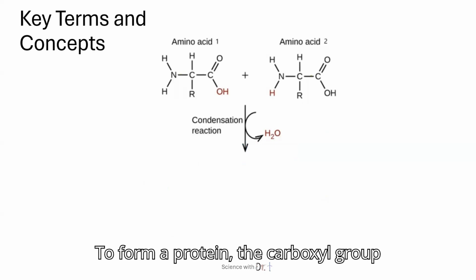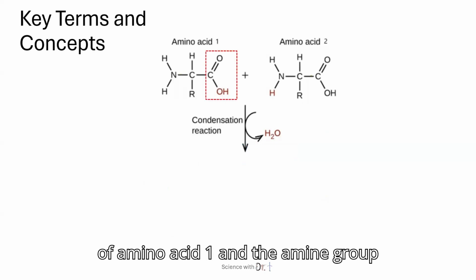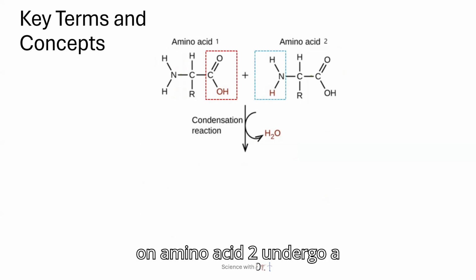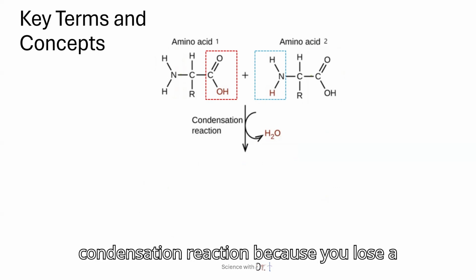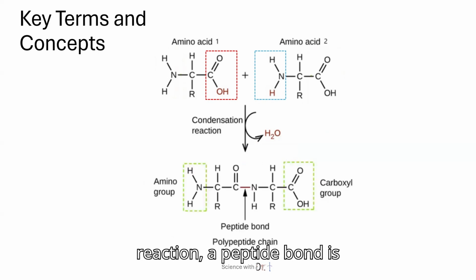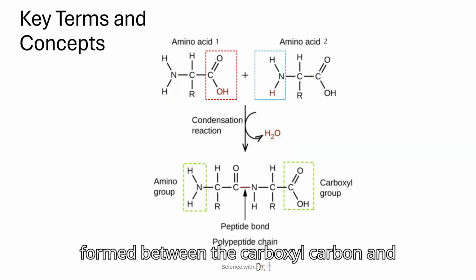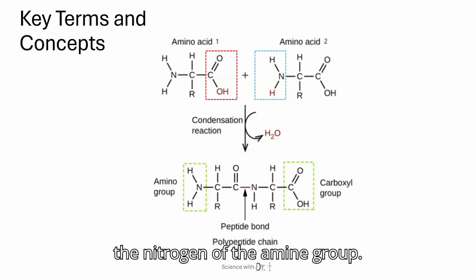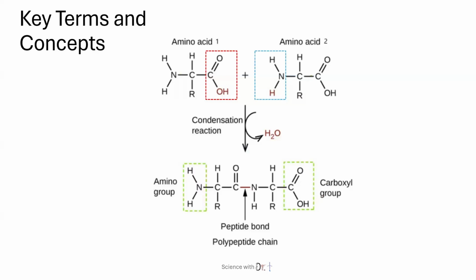To form a protein, the carboxyl group of amino acid 1 and the amine group on amino acid 2 undergo a condensation reaction. It's a condensation reaction because you lose a water molecule. After the reaction, a peptide bond is formed between the carboxyl carbon and the nitrogen of the amine group.